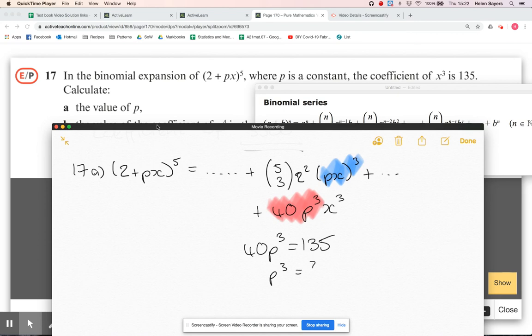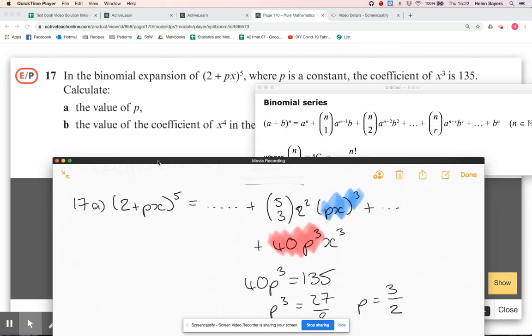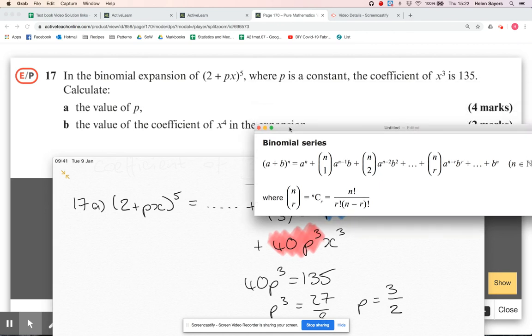So 27 over 8. So p is the cube root of that. So cube root of 27 over the cube root of 8. Okay, job done. And then find the value of the coefficient of x to the power of 4.